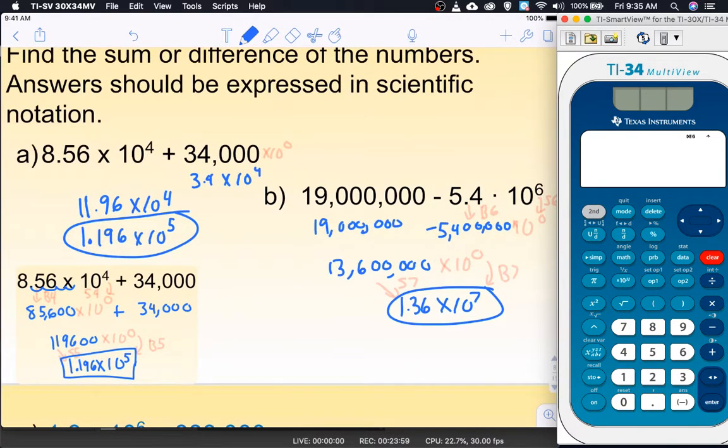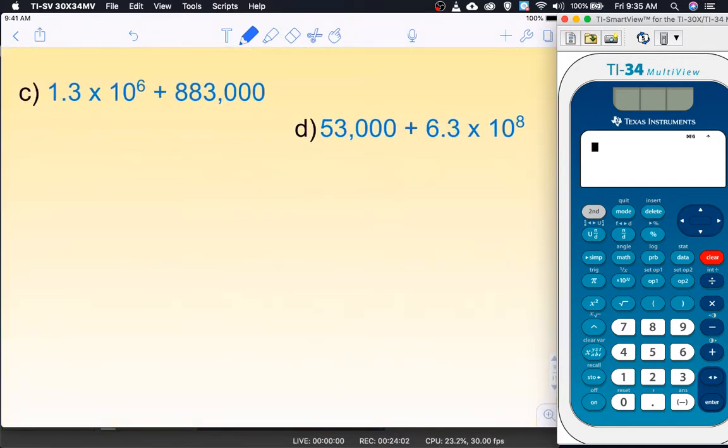All right, so there's 2 for me. Here is 2 for you. I want you to pause the video, try these 2 on your own. When you're ready to continue, hit play, and we will go through it together.